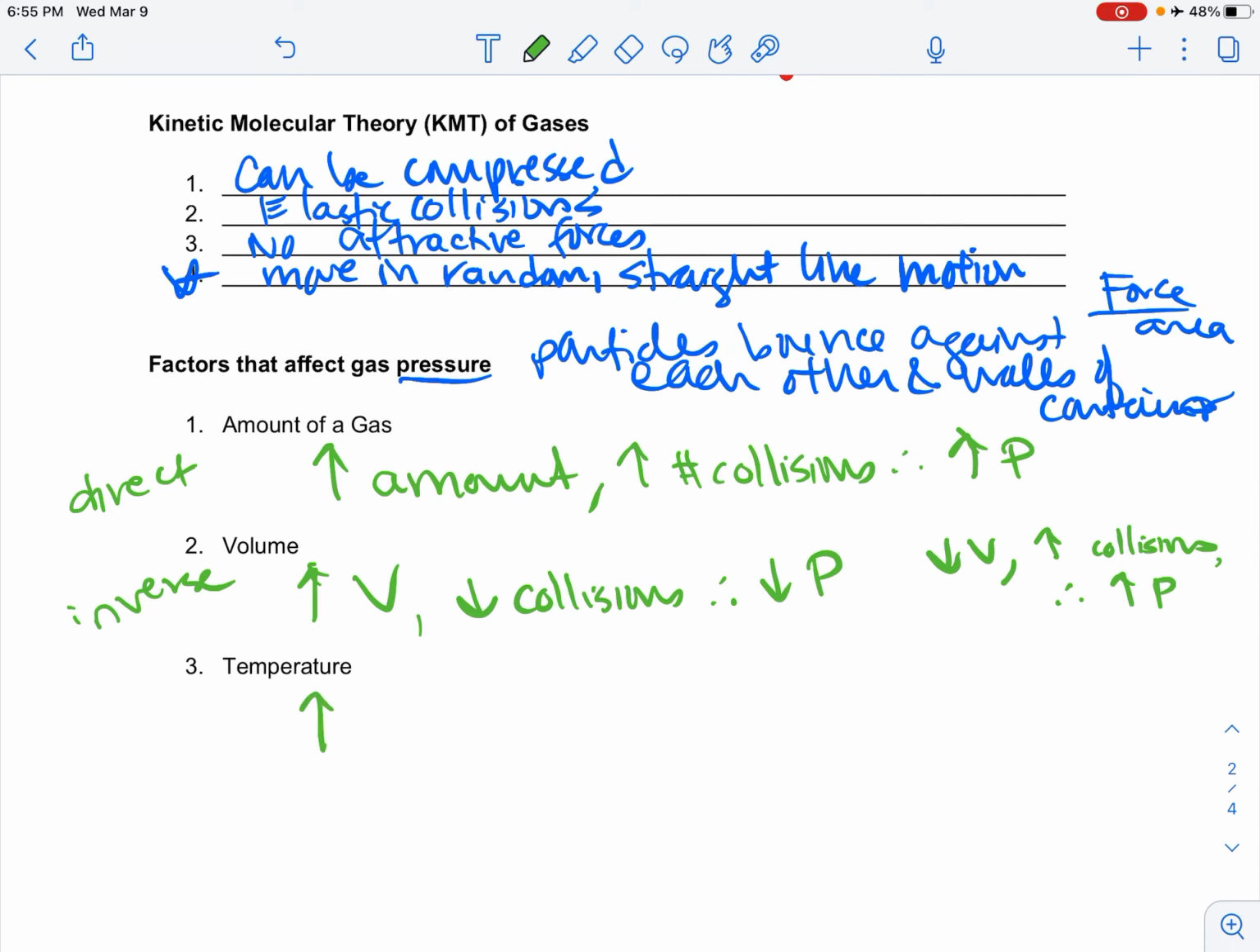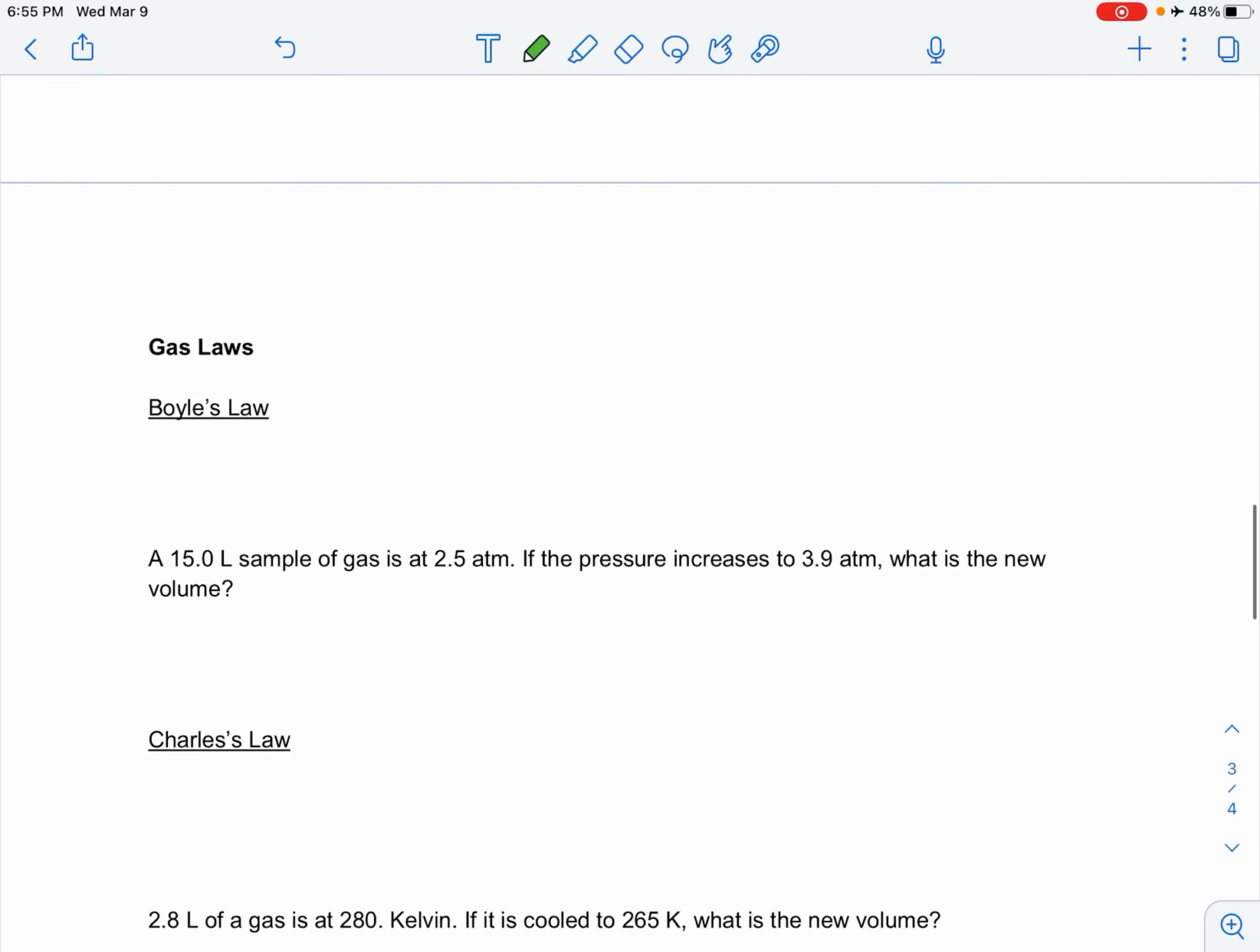Temperature: if you are going to increase the temperature, particles are going to move faster, so they'll have more collisions and increase the number. So therefore, increase the pressure. That's a direct relationship. Okay, so let's talk about the gas laws.